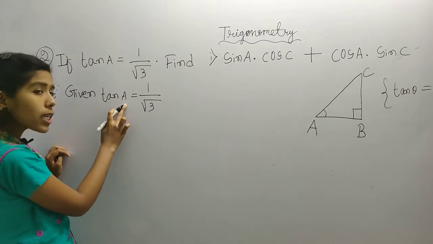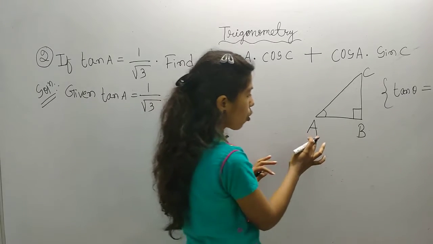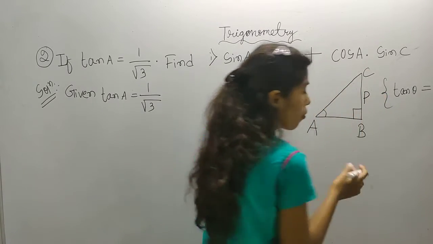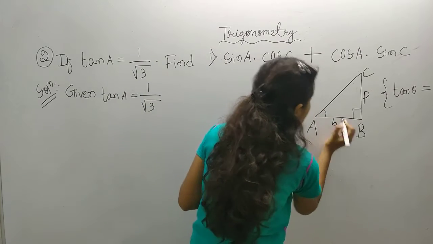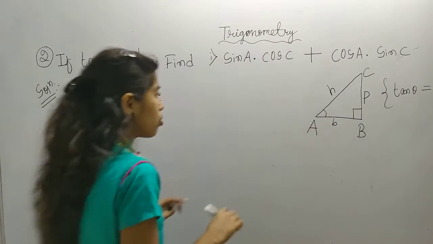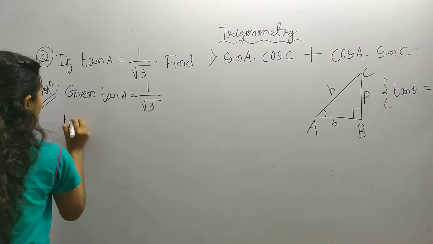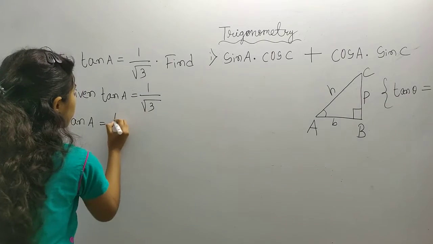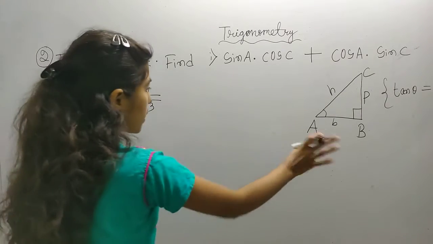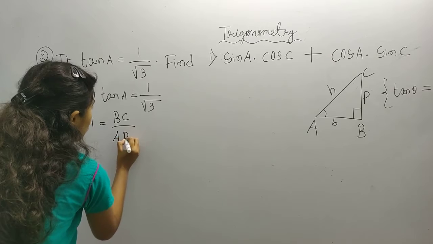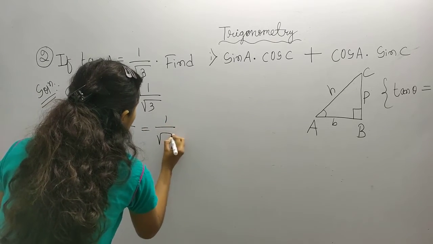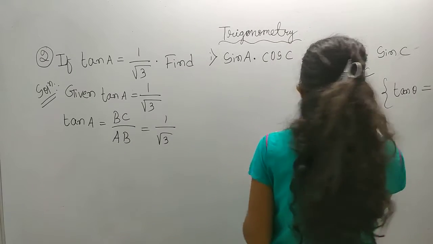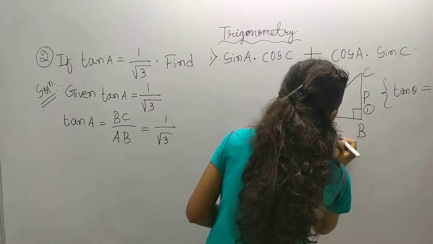So here first of all what we have to see? Angle. What is the angle here? A. So opposite side to angle A is BC. So this will be the perpendicular. We already know that. So this is the base and this is the hypotenuse. So let's write here tan A equals to perpendicular, perpendicular is BC, by base, base is our AB, equals to 1 by root 3. So here we will write BC is 1 and AB is root 3. Okay.